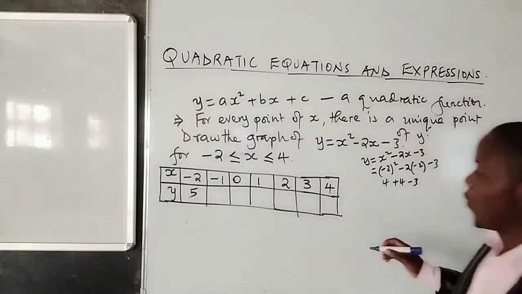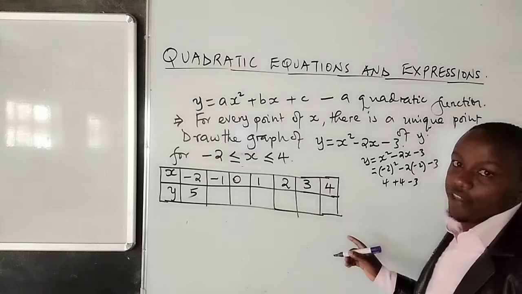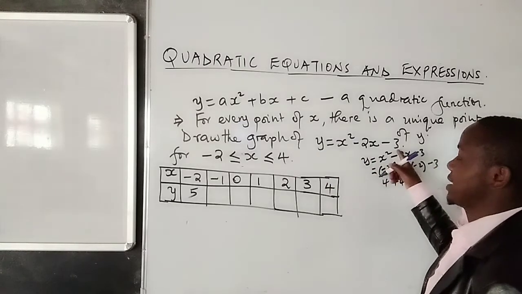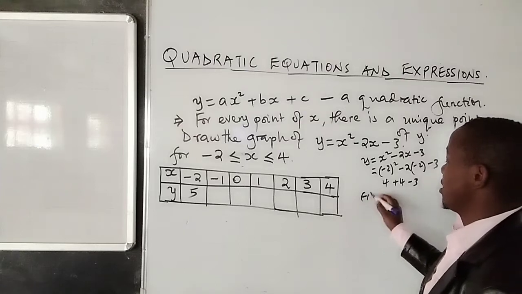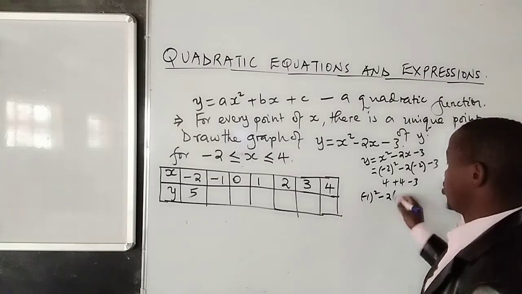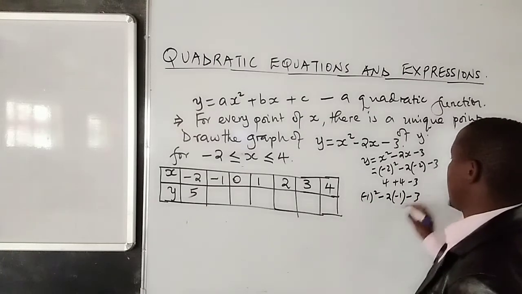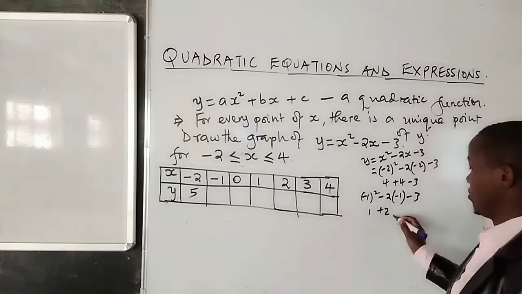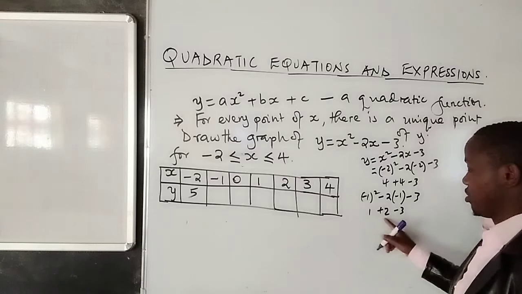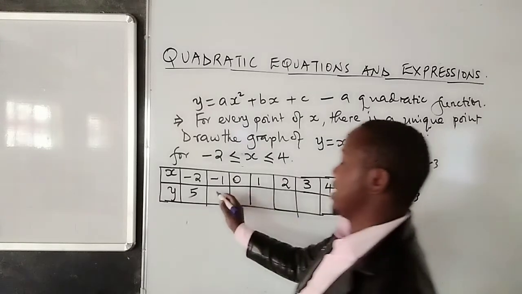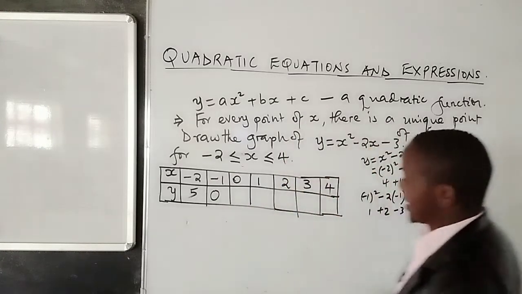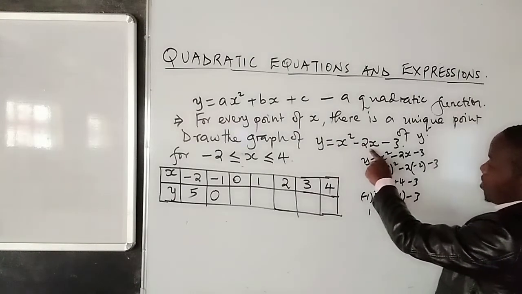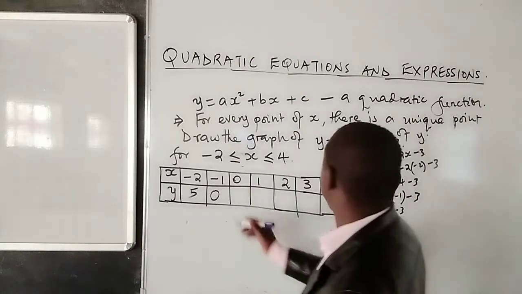The next is when x is negative 1. Again, we come to the function and we substitute negative 1. Negative 1 squared minus 2 into negative 1 minus 3, and this becomes 1 plus 2 minus 3. So this is 3 minus 3, we get 0. When x is 0, this becomes 0, this becomes 0, therefore we remain with y as negative 3.